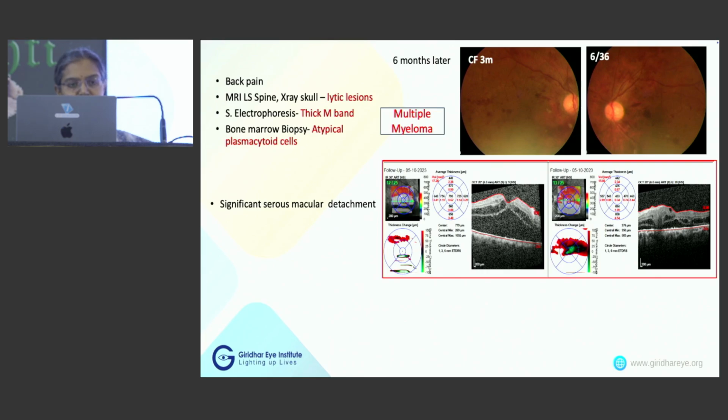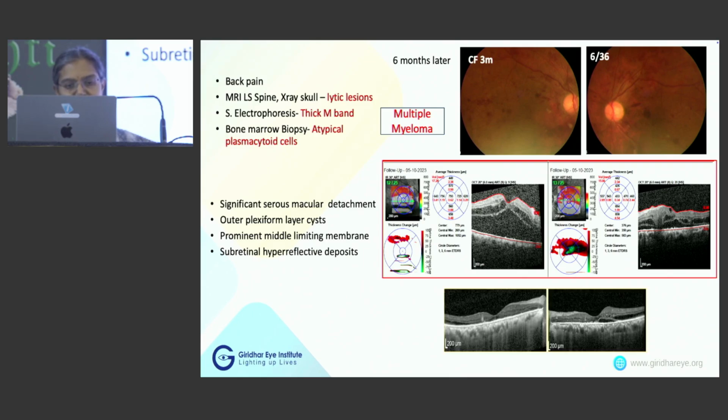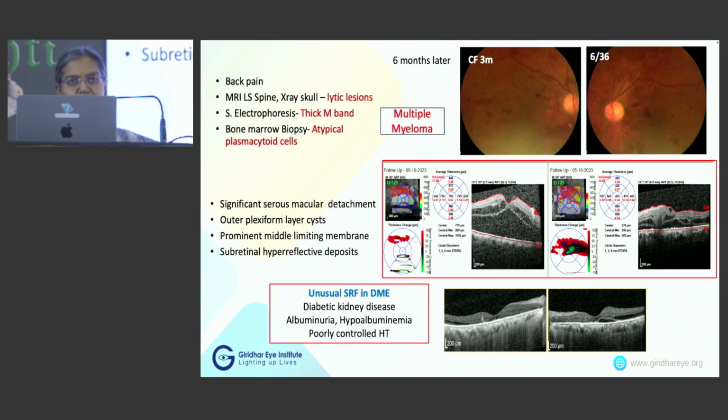And in the OCT, apart from the significant macular detachment, we can see outer plexiform layer cyst, prominent middle limiting membrane, subretinal hyperreflective deposits, all findings very characteristic in myeloma. This is because the deposition of immunoglobulin light chains increases the oncotic pressure and draws more fluid into the subretinal space. And without any ocular intervention, the edema has almost resolved. So whenever you see unusual SRF, always try to rule out any coexisting renal disease or poorly controlled hypertension.